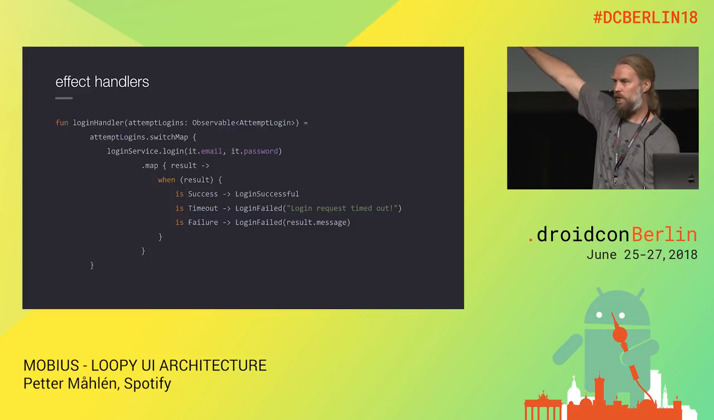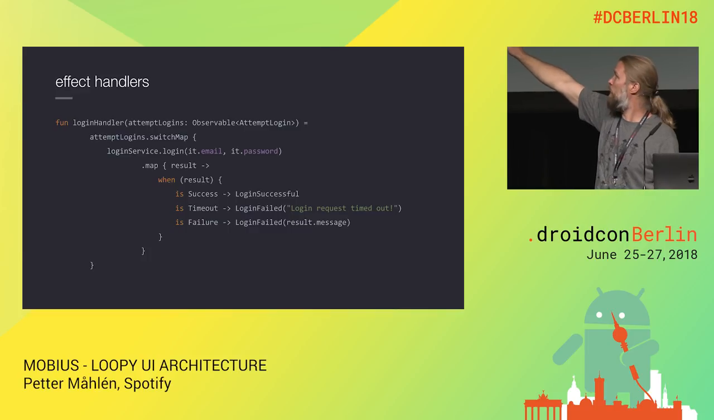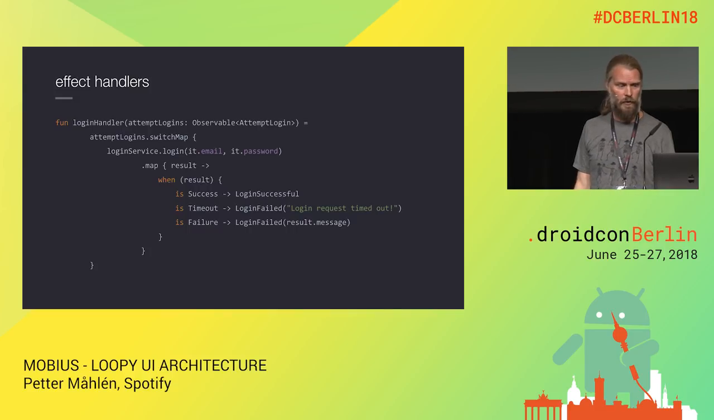And then we call some backend service, the login service. We say login with the email and password from the effect. And then depending on the result, if it's success, then we send a login successful event. If it's a timeout, then we say we failed to log in and we give an error message. And if it's another failure, then we say login failed with a message from inside the login service.